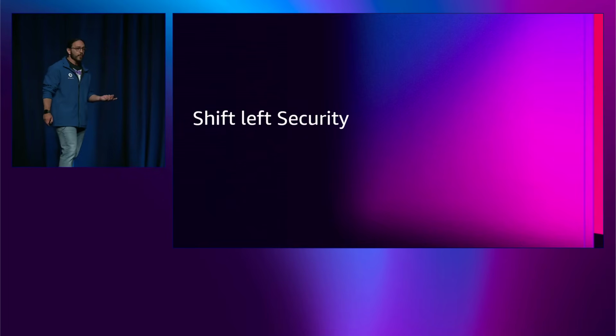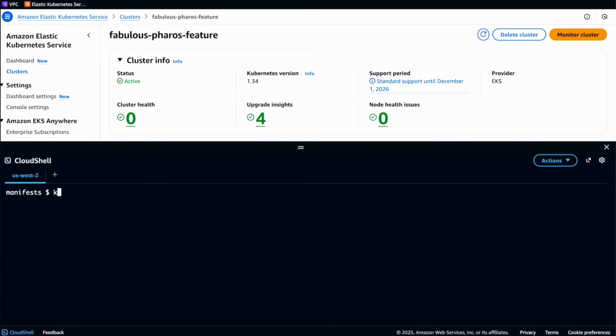How cool is that, right? So now that we know what's going on in our underlying network, we can shift left security. So using that service map, we can understand what are the pod-to-pod communication, what are the east-west, or even north-south communication, and we can start narrowing down the access control.